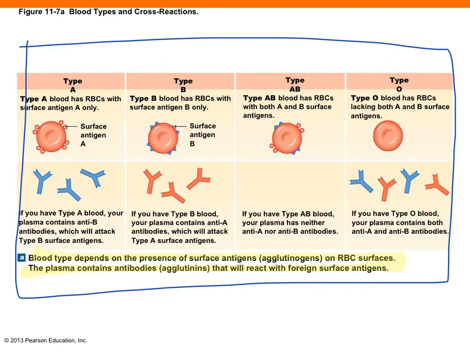Make sure you know this chart. It shows you type A blood, type B blood, type AB blood, type O. And blood type depends on the presence of the surface antigens or the agglutinogens on the red blood cell surface. The plasma contains the antibodies, the agglutinins that will react with the foreign surface antigens.